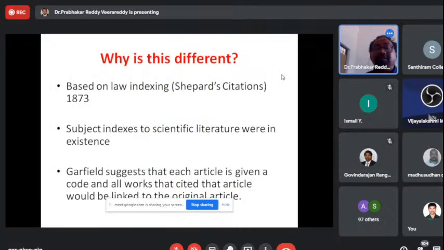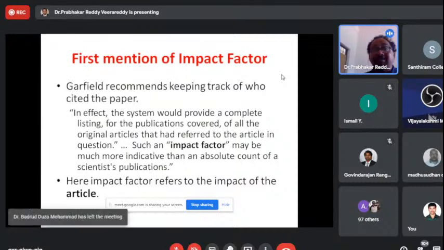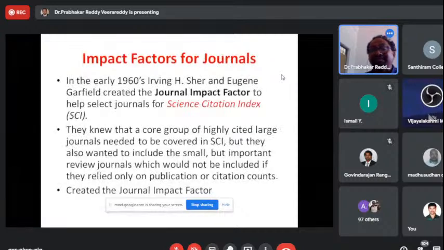Based on indexing of subjects in the scientific literature, Garfield suggested that each article be given a code, the DOI number. Now you know the DOI number, so that your computer will easily identify wherever your publication is. DOI number is mandatory. ISSN number is mandatory. For a book, ISBN number is mandatory. This was the first mention of impact factor by Garfield. So journal impact factor, science citation index.